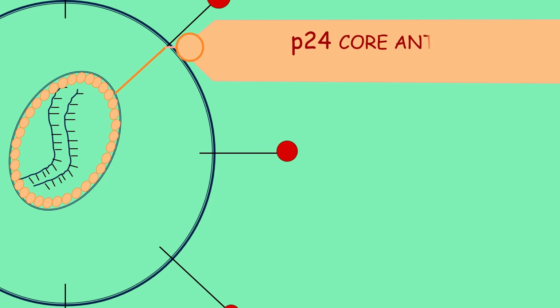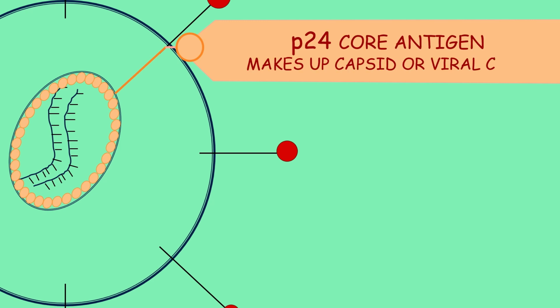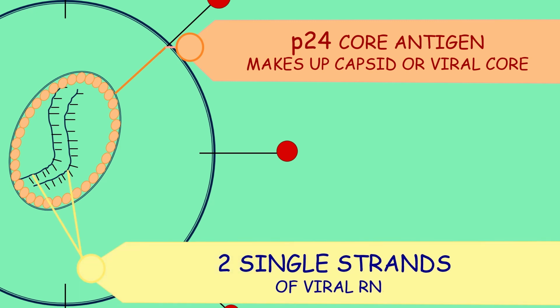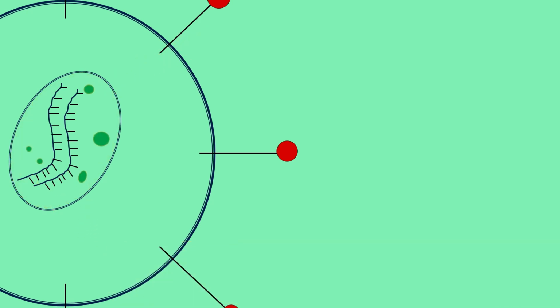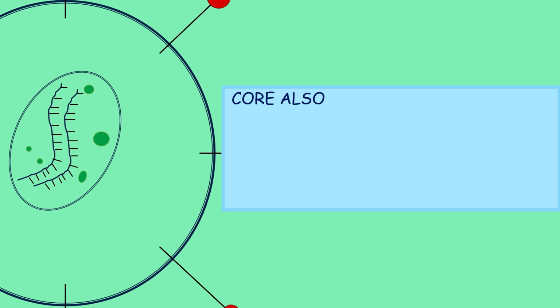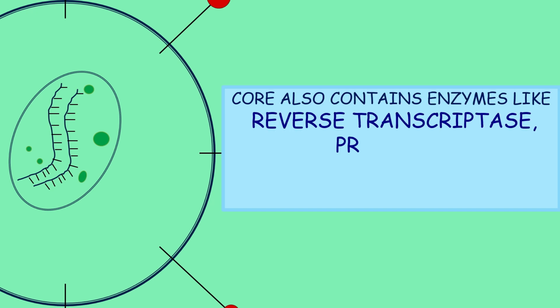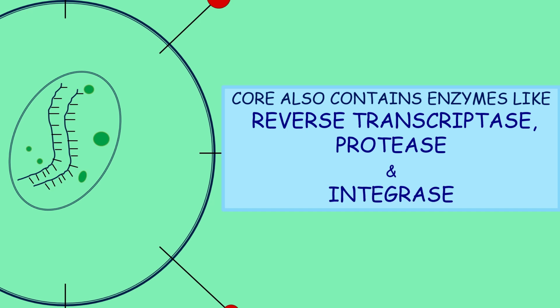Inside the structure is a viral core or capsid made up of viral protein P24. The capsid encloses two single strands of viral RNA. Apart from the RNA, the core also contains enzymes like reverse transcriptase, protease, and integrase.